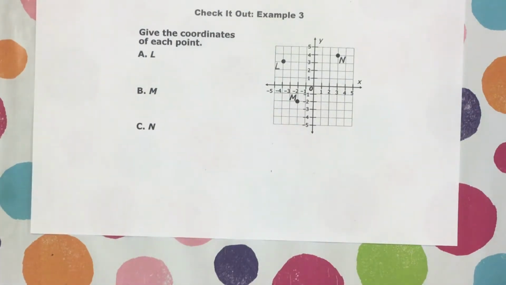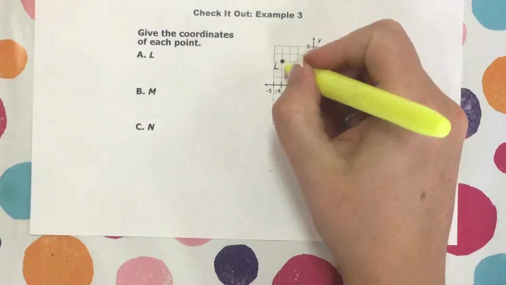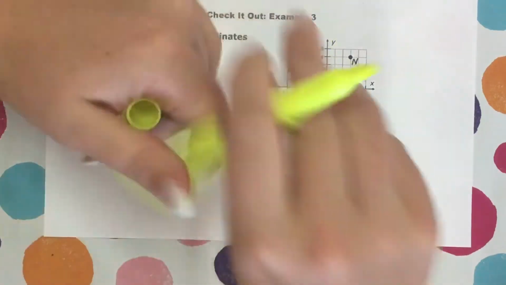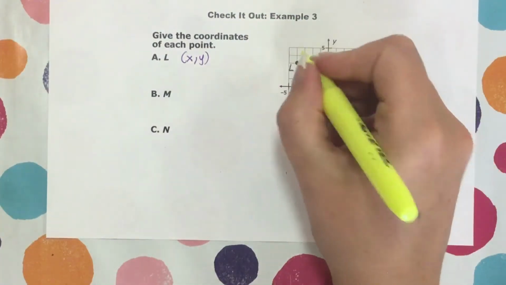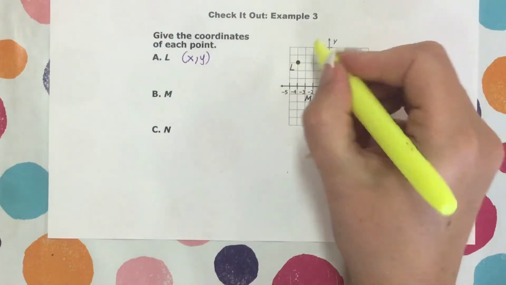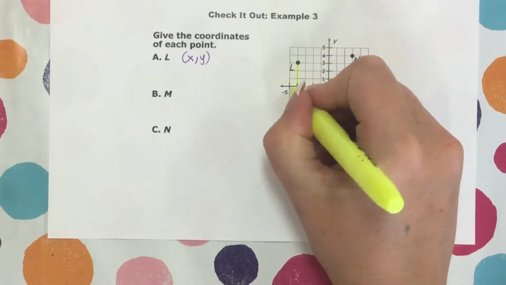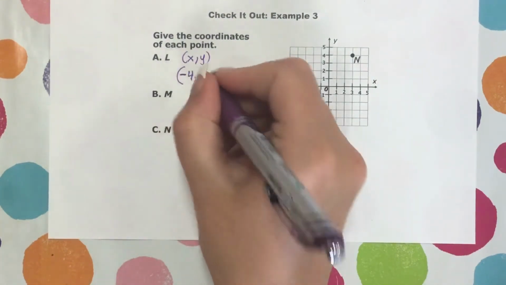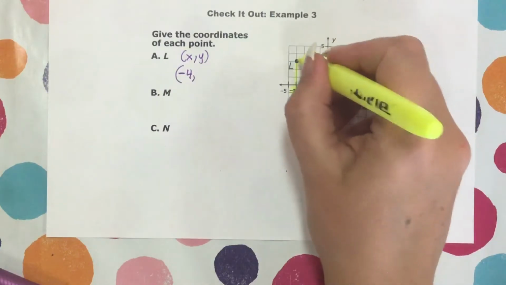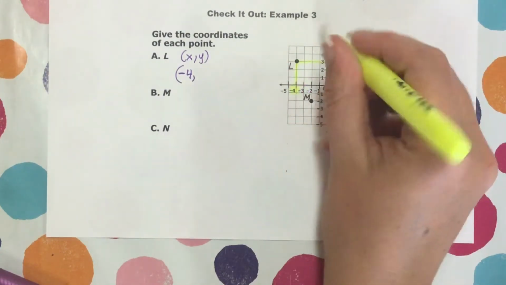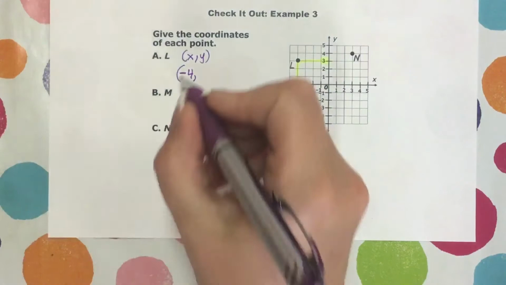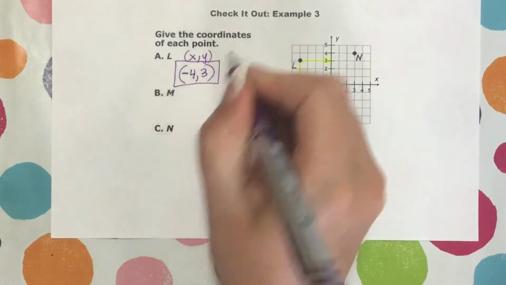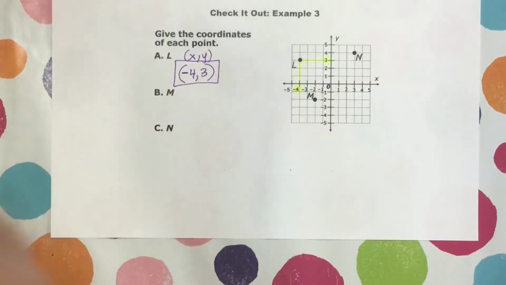All right, we are back. Let's go ahead and start with L. L is here. We know that each coordinate has an x and a y. We're going to determine where the x value is. So we're going to start at L and go to the x-axis. Go straight down, and we see that that is -4. So our x coordinate is going to be -4. And then we go straight from L to the y-axis, and it meets at 3. So that means our y coordinate is going to be 3. So that would be the location of our point for L.